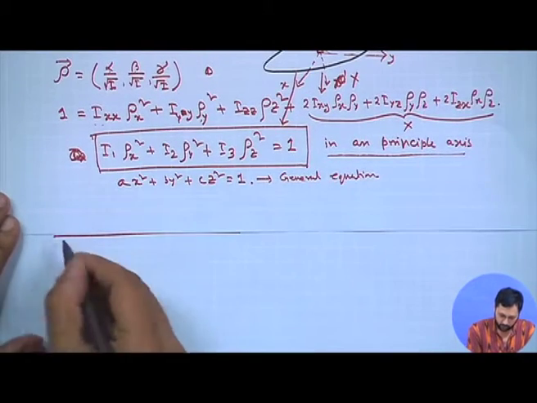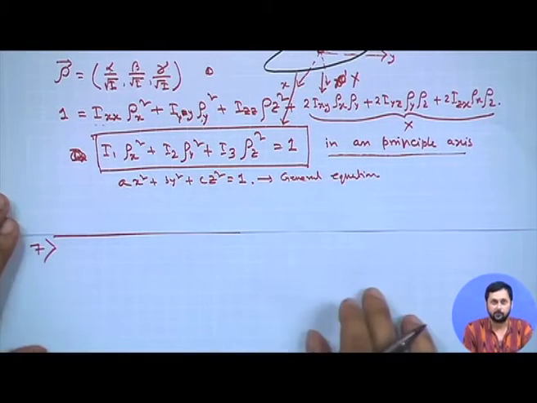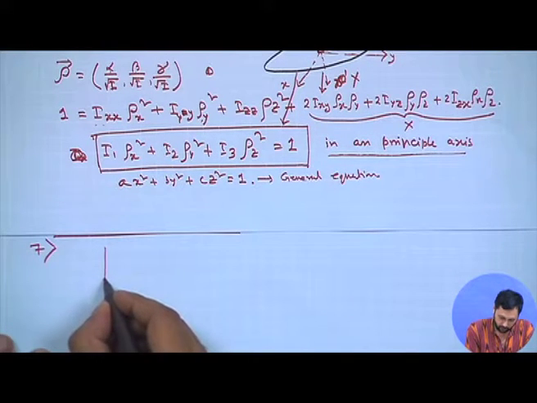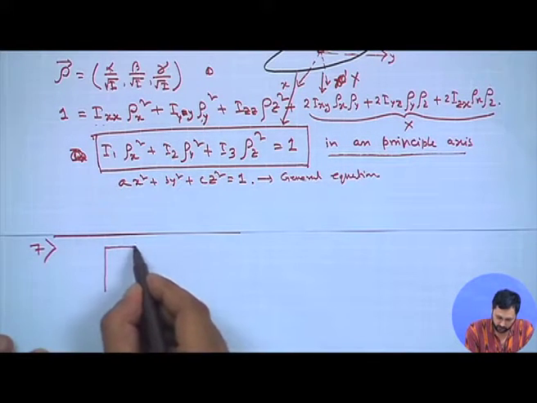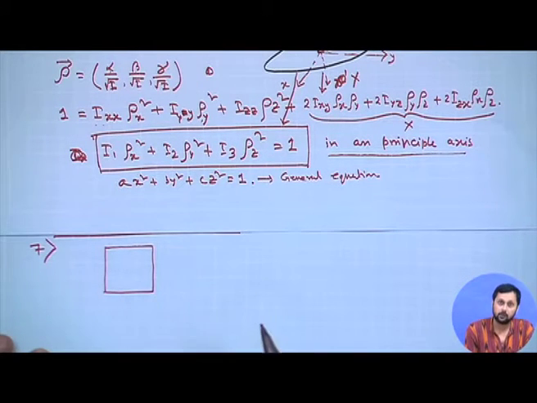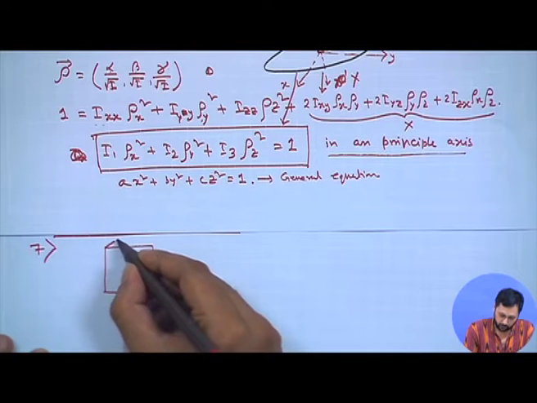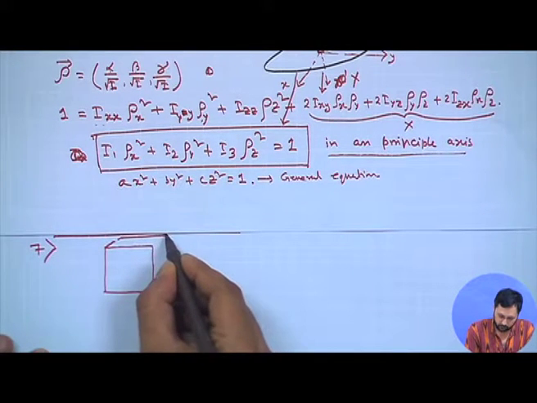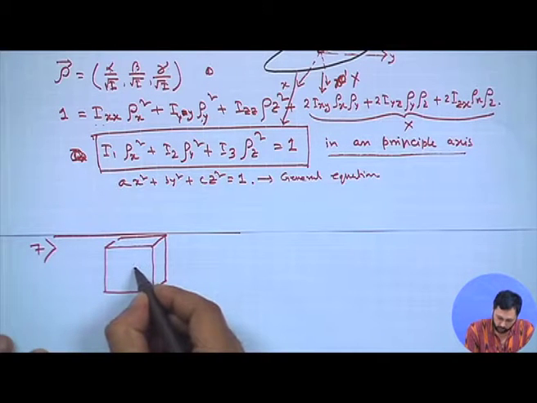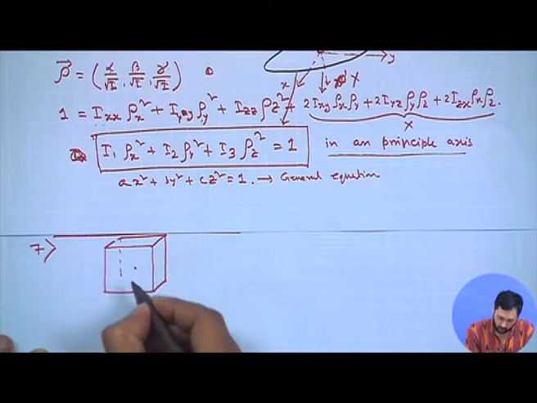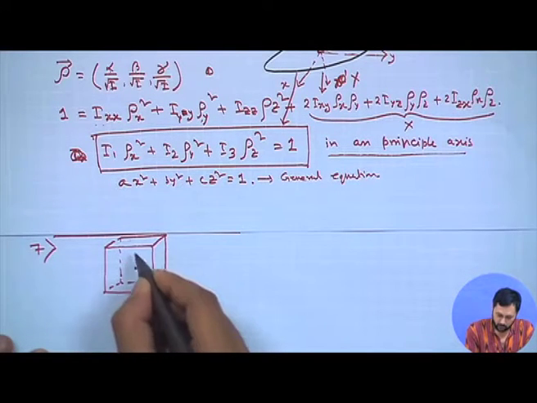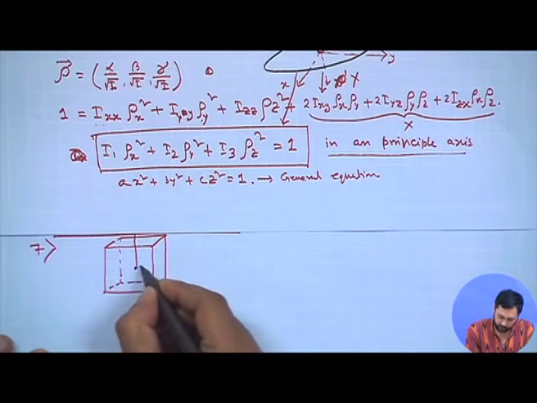Now, so we are doing problem number 7. We have a homogeneous cube, which is, let us say, this one, okay, and of course it's a 3D object with depth. So we go to the center of the cube, okay, and we set our axis system there.